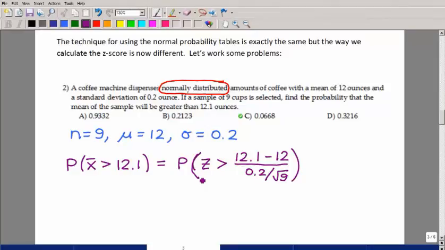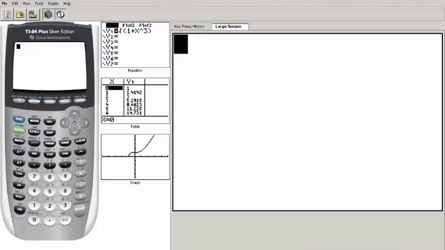So we need that z-score to two decimal places, whether using the chart or the calculator. So let's put the calculator up here and see what that z-score is. I'll do this all in one step, but I'll be careful how I use my parentheses.